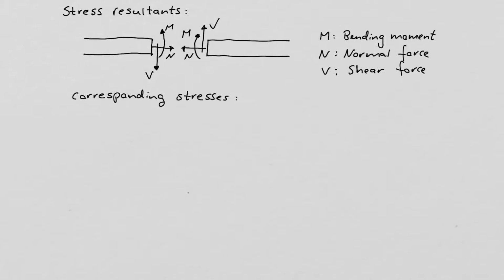So when we have a normal force, we get a constant distribution of normal stresses at our cross section. And of course the integral of these normal stresses, summed over the area, gives rise to the normal force that we experience.